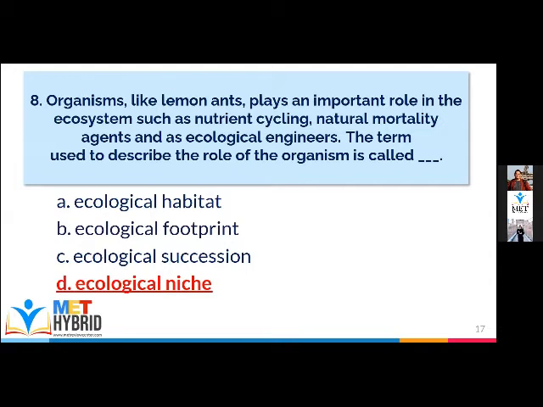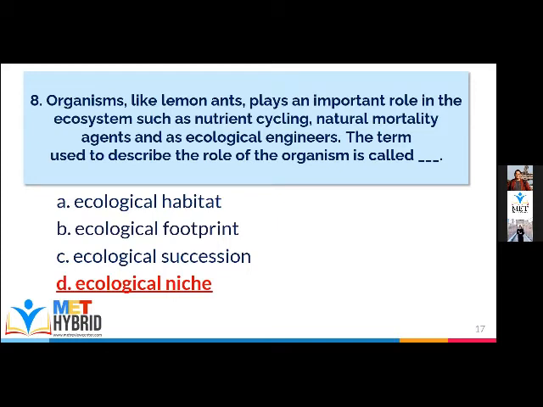It is for the organism to find its role, its ecological niche in its habitat, so that particular species can thrive and survive through time. So number 8 here shows ecological niche. Let's try to differentiate your niche, succession, footprint, and habitat. When you say habitat, this is the physical environment where your species or organism lives.